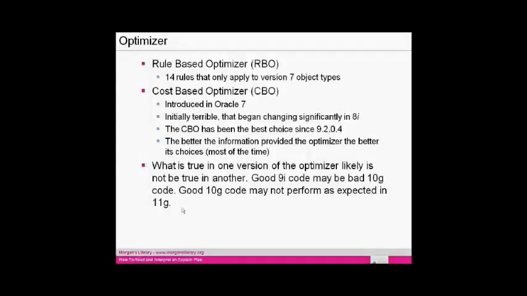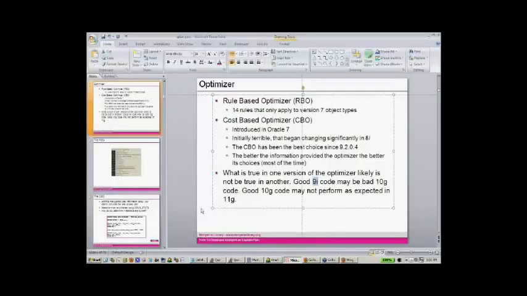Okay, I put this into one of my early slides. It said what's true in one version of the optimizer is likely to not be true in another. Good 9i code may be bad in 10G, and good 10G may not perform as expected in 11. Every version of the optimizer is different.